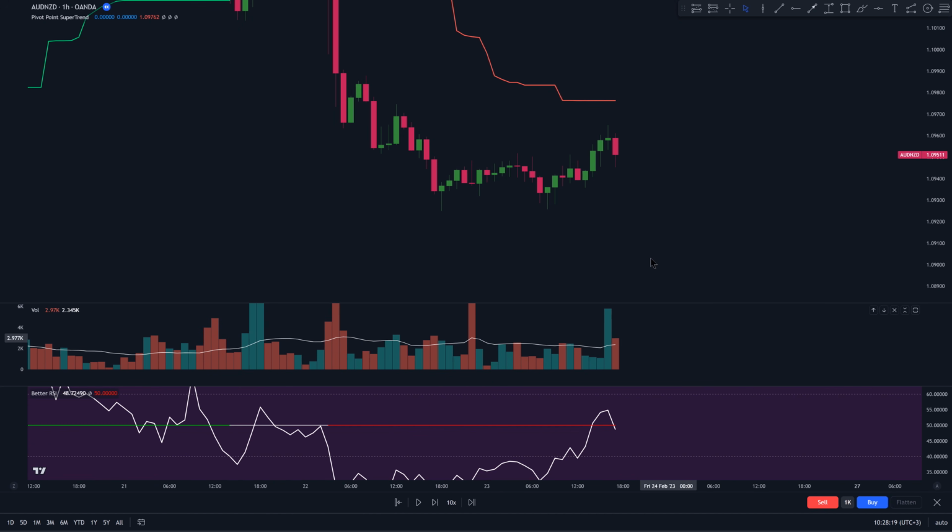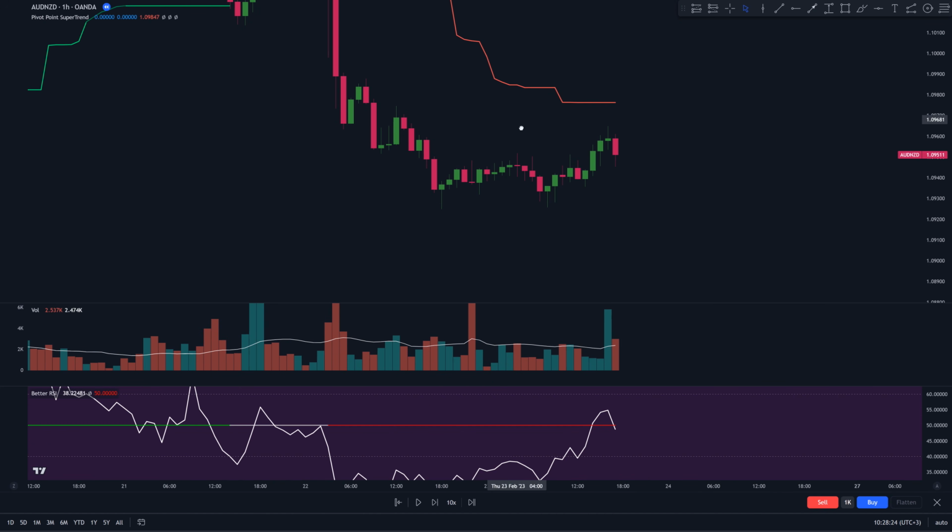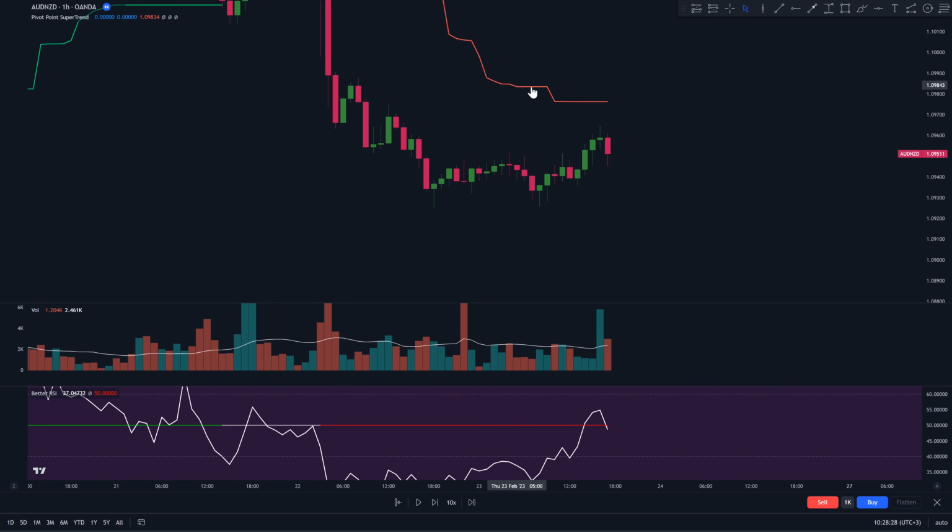For short trades, we're going to reverse the first 3 conditions. So first, the Pivot Point Supertrend should be colored red and the price should be trading below it to indicate a bearish trend. Second, the middle 50 line of the Better RSI Indicator should be colored red to indicate a bearish market cycle. A bearish market cycle coupled with a bearish trend highly increases the probability of a downward move.